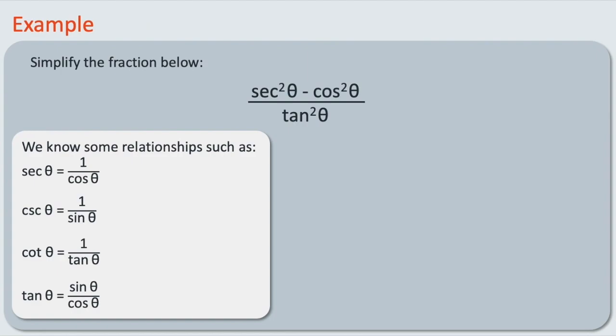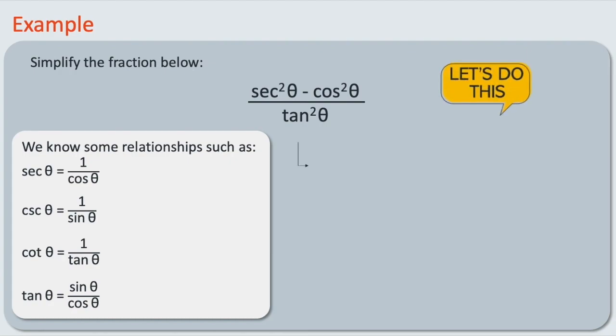Example. Simplify the fraction: secant theta squared minus cos theta squared, all divided by tan theta squared. We know some relationships, such as secant theta is equal to 1 over cos theta, cosecant theta is equal to 1 over sine theta, cotangent theta is equal to 1 over tan theta, and we also know tan theta is equal to sine theta divided by cos theta. We can use these relationships to help simplify this fraction.